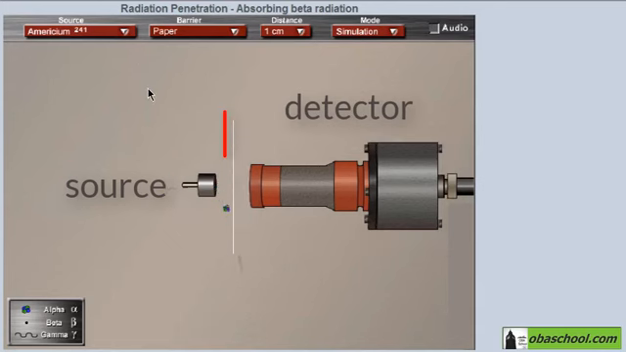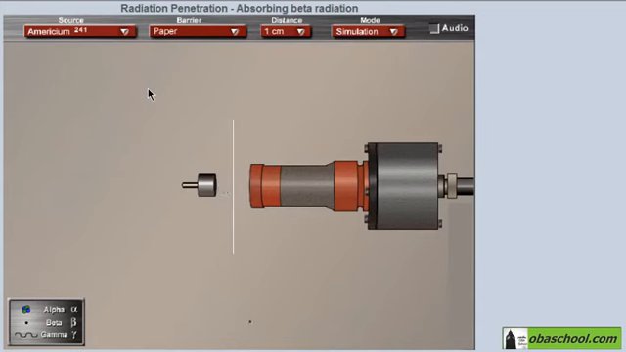So if we insert a paper as a barrier between the source and the detector, and we place different sources, we're going to see how these radiations are affected. Let's start with the alpha radiation.